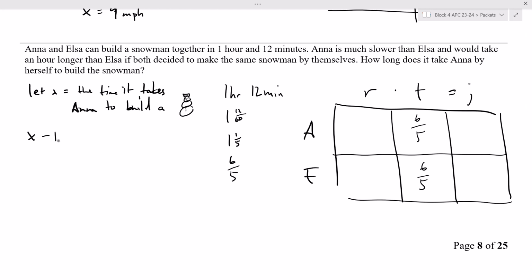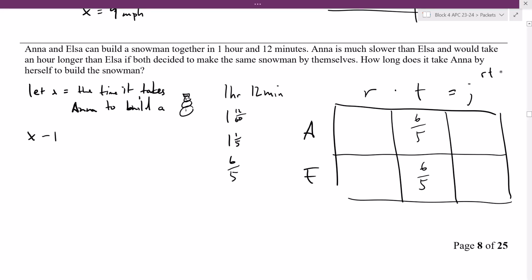Okay, so the rate for Anna. Well, I could get it from here that rate is equal to the jobs over time. So the job is just building one snowman. And the time it takes her is X. For Elsa, that's going to be 1 over X minus 1. Do you see what comes next? We have one more thing to fill in.